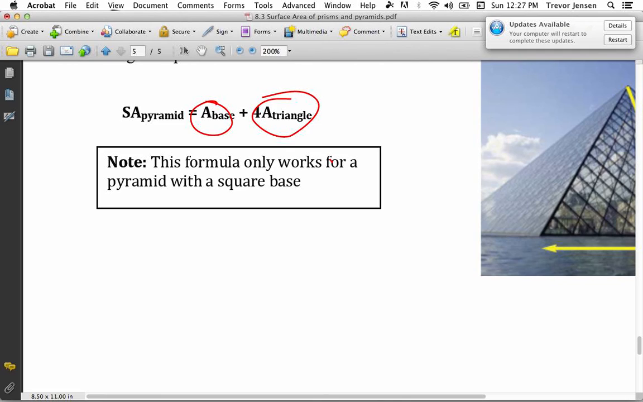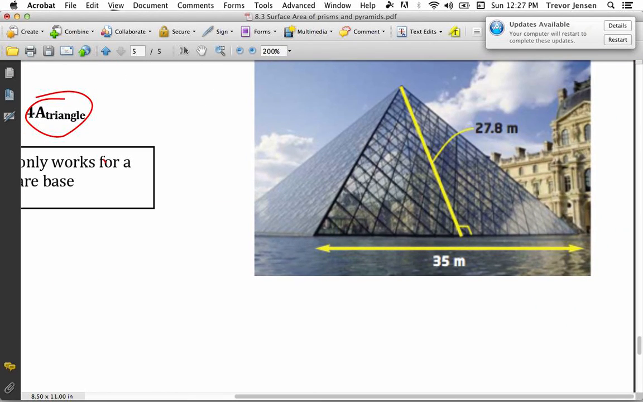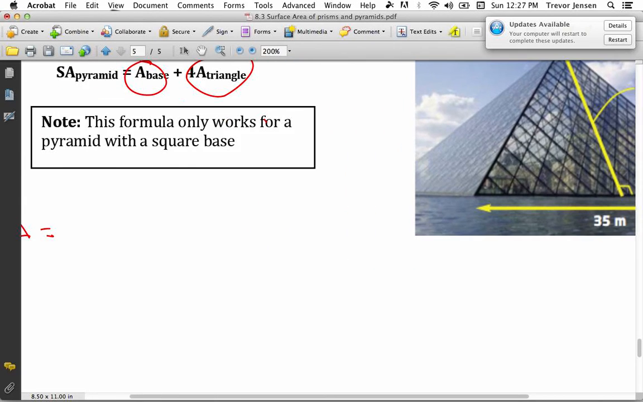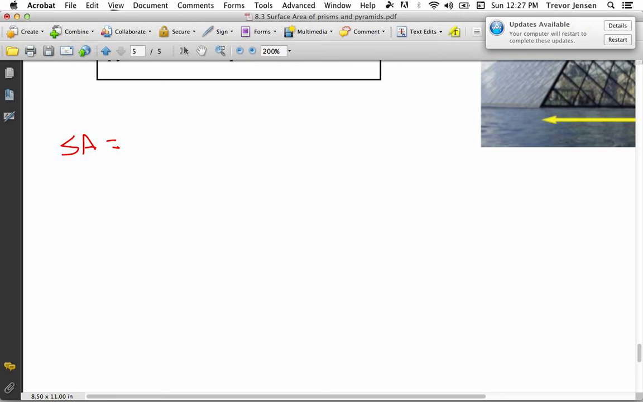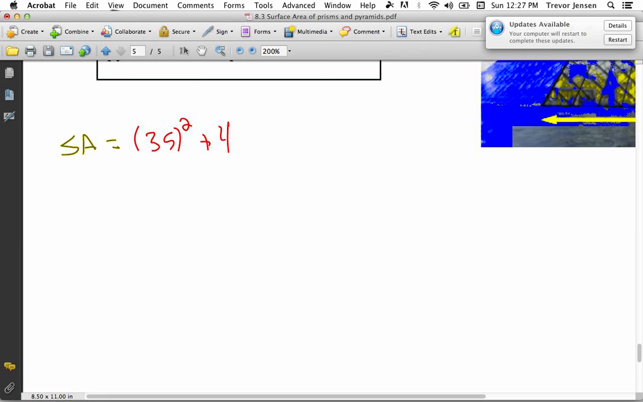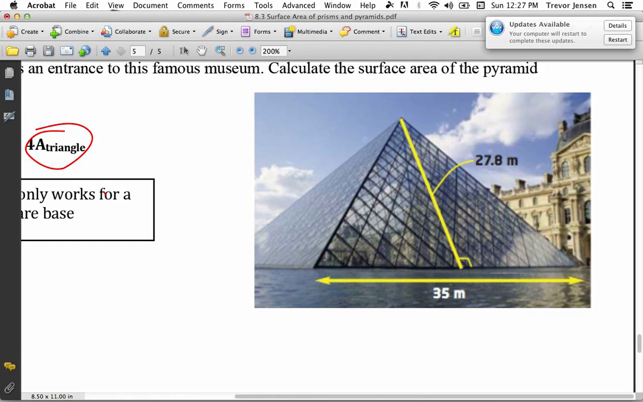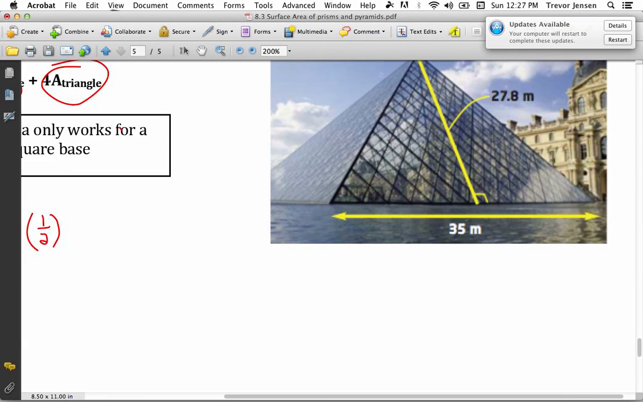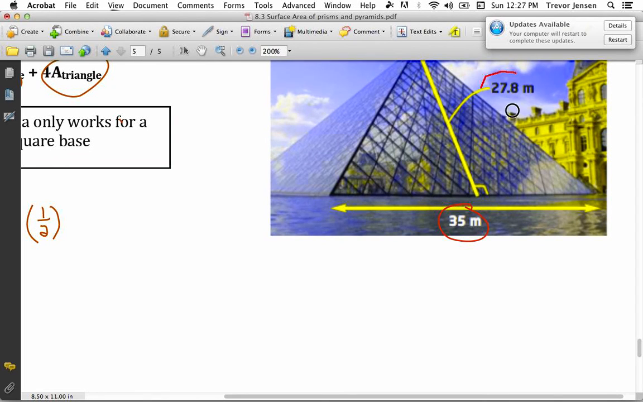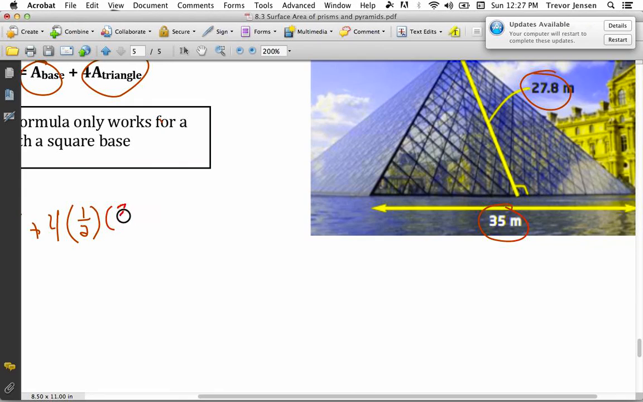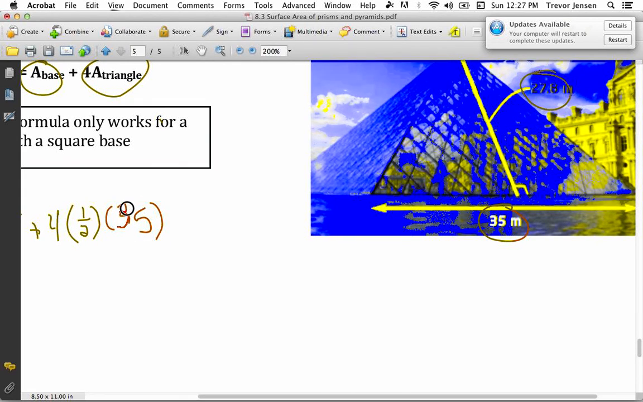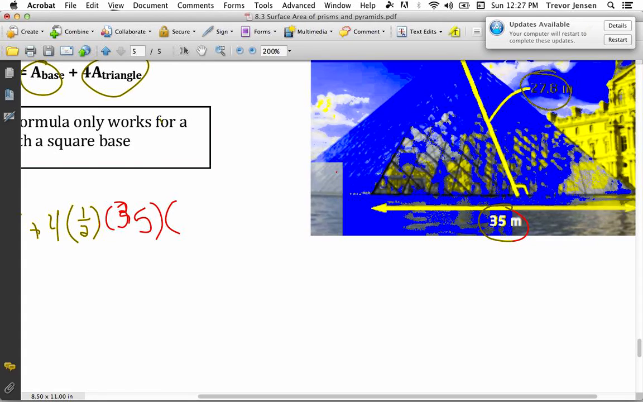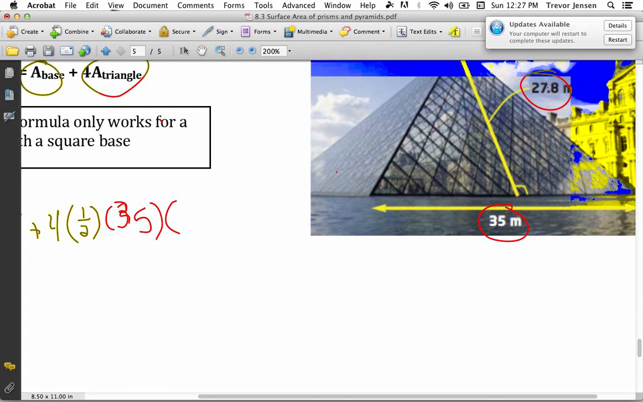In this case, I'm going to find the area of my base, so I'll start by doing that. Area of my base equals... it's a square base, so I know the length and the width are both 35. So length times width is 35 times 35, which is 35 squared, plus 4 times the area of the triangle. The area of the triangular sides is half times base times height. So 4 times half, the base of the triangular side is 35, it gives that to me, and the height of the triangular side is 27.8. Half times 35 times... what does this say up here? 27.8.